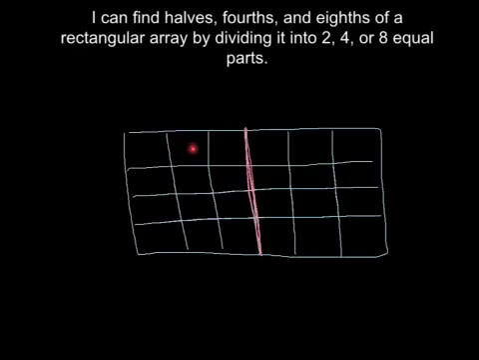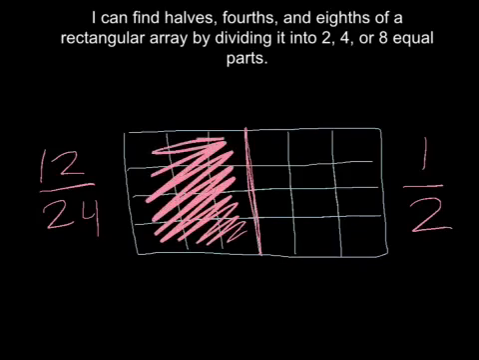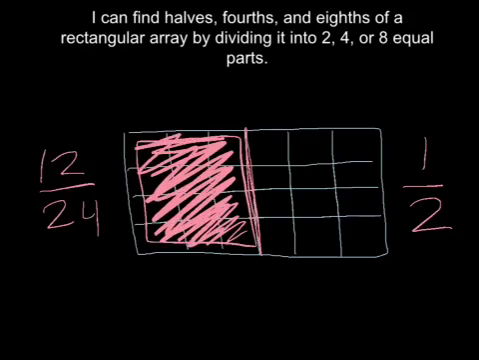There are 12 boxes in this section, and 12 boxes in this section. So each half has 12 boxes. Because they have the same amount, I know that I have 2 equal parts. This also tells me that 12 24ths is the same as 1 half. They are equal. So 1 half is 12 24ths.